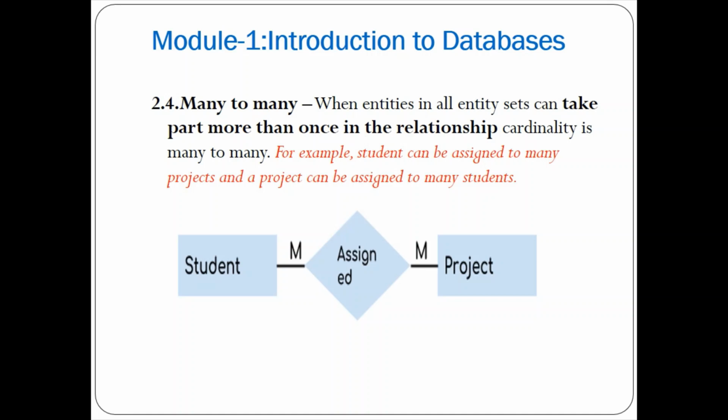Similarly, we can also take an example of student and course. Here, a student can take more than one course and a single course can be taken by any number of students. This relationship will be called a many to many relationship.